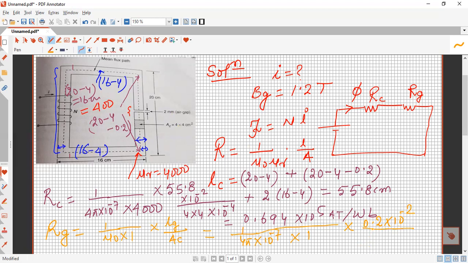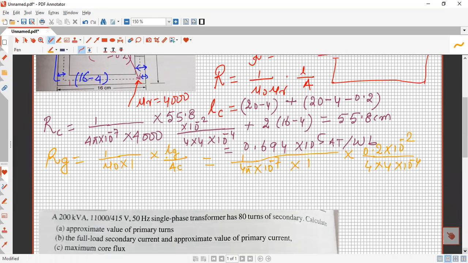divided by area of cross section, again the same value, 4 multiplied by 4 into 10 to the power minus 4 meter square. So we need to solve it, and we will get its value. You can solve it by yourself also. Otherwise, I am telling you its value is coming 9.95 into 10 to the power 5 ampere turn per Weber. So this is the value of the reluctance of the gap.